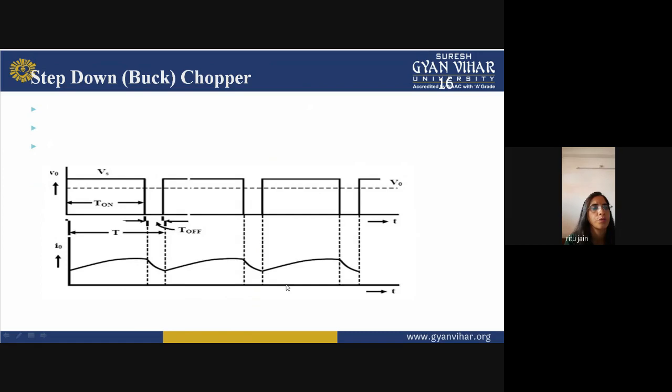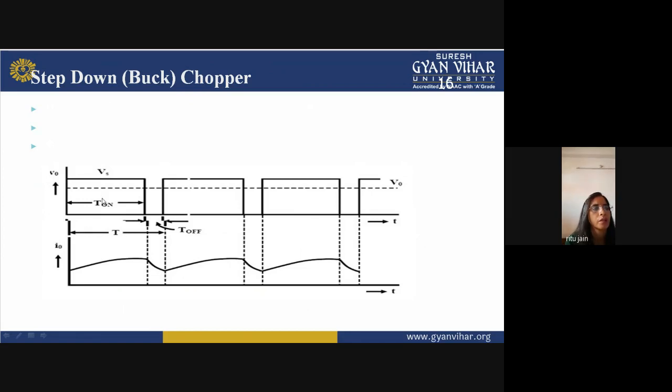Now let's come to the waveform. You can see that this is your input voltage and this is your output voltage. In this case, the output voltage is less than your input voltage.